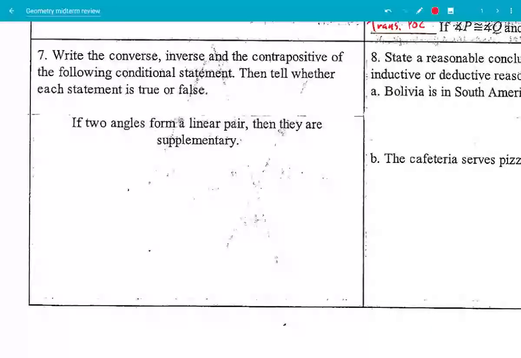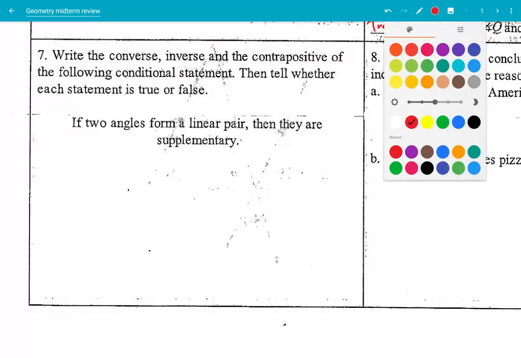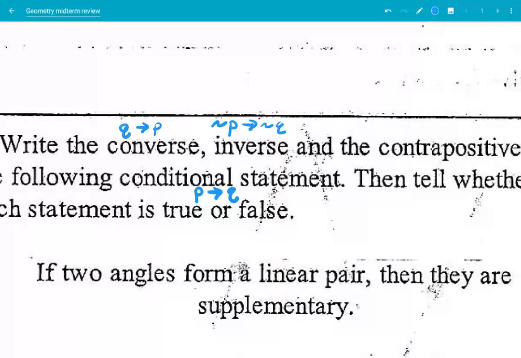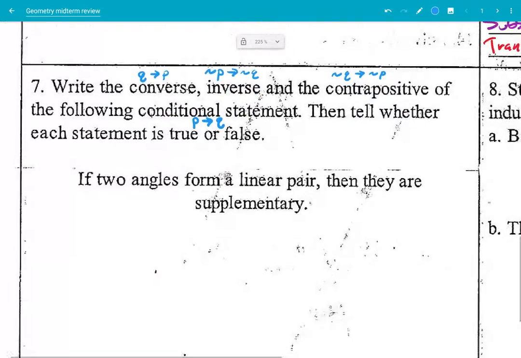Then tell whether each statement is true or false. Okay. Well, the conditional statement, remember that's if P, then Q. The converse is if Q, then P. The inverse is the negated one: if not P, then not Q. And then the contrapositive is flipped and negated, so that's if not Q, then not P. All right, so let's go through and do this.